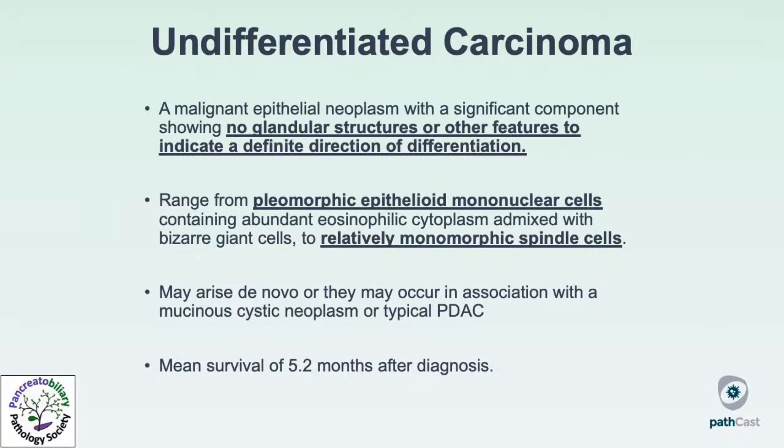There's really a morphological range in undifferentiated carcinomas. Some of them have pleomorphic, more epithelial mononuclear cells. They can have abundant eosinophilic cytoplasm and some bizarre giant cells. Or undifferentiated carcinomas can be relatively monomorphic with spindle cells, more of a sarcomatoid appearance. These can arise de novo, so a pure undifferentiated carcinoma, or they can occur in association with a mucinous cystic neoplasm or a typical PDAC. These are, again, very aggressive neoplasms. The mean survival is only a little bit over 5 months, so they have a very poor prognosis.